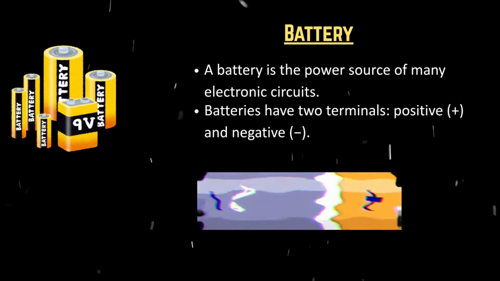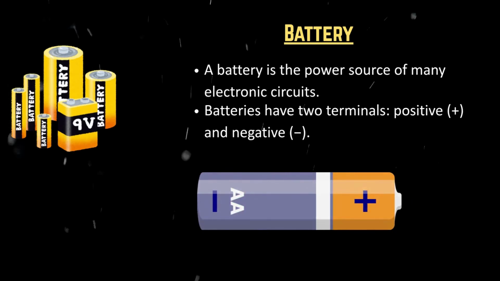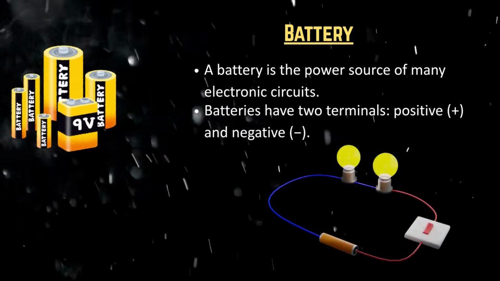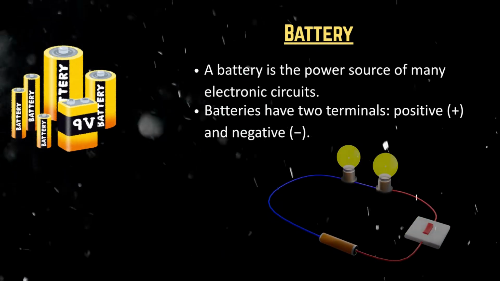Different batteries have different voltages. For example, AA batteries are usually 1.5 volts. Without a power source like a battery, nothing in the circuit would work.